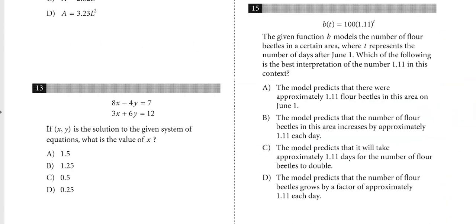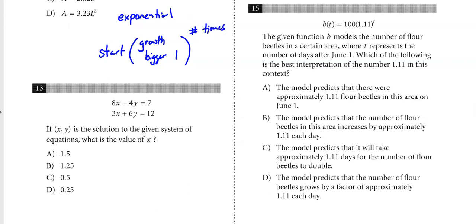Number 15, looks like we have an exponential problem. So I kind of see this format. And exponential problems, exponential equations or functions, you always have some starting amount. And then you're always going to have a growth factor. All right? And it's going to be growth if you are bigger than 1. All right? If you multiply something by 1, it stays the same. But if you multiply it by something bigger than 1, it's going to grow. And then this up here represents the number of times that growth happens.